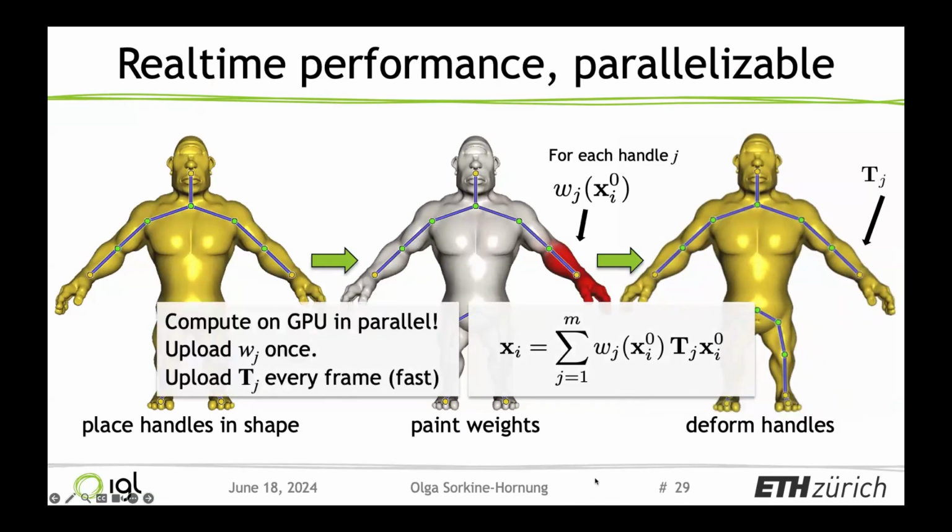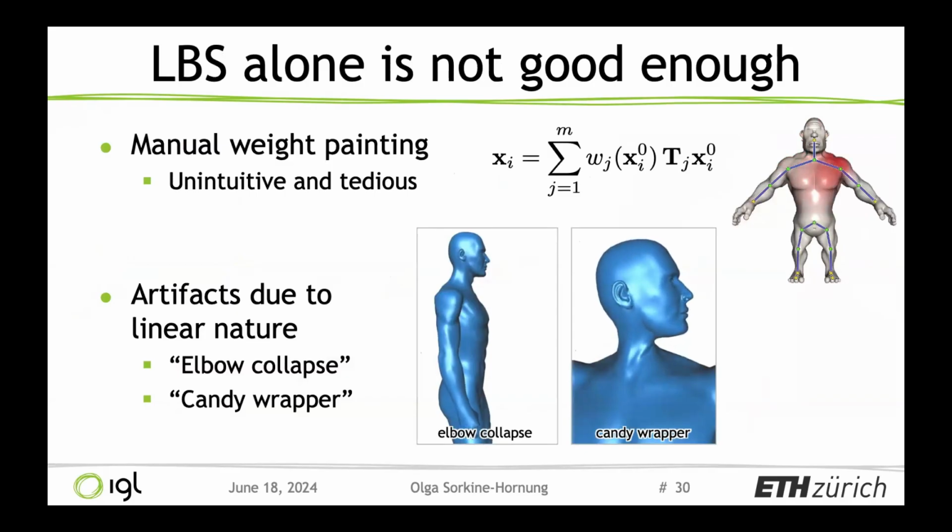So you see, this is a super, super simple formula. And the nice thing is that you can compute the weights and then you upload them once onto the GPU, and each frame you just need to send to the hardware these transformations T, which is a very small amount of data, and the linear blending is happening in parallel for each mesh vertex on the GPU. So it's extremely fast. It's what we call ridiculously parallel, right? So it's a super efficient technique.